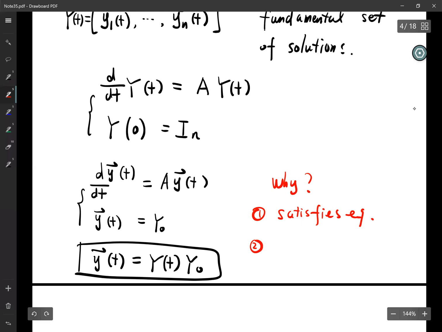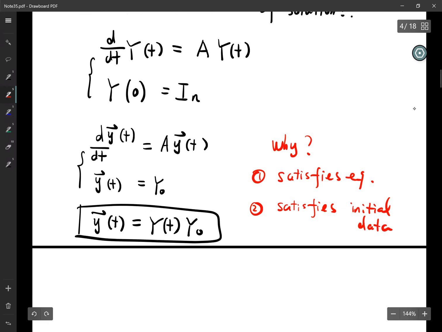Two, it satisfies the initial data, because I take Y(t0) times y0, which is identity times the vector, which is the same vector, and therefore satisfies the initial data. Therefore, it satisfies both the equation and the initial data. We have said that the solution is unique, and therefore it must look like that.